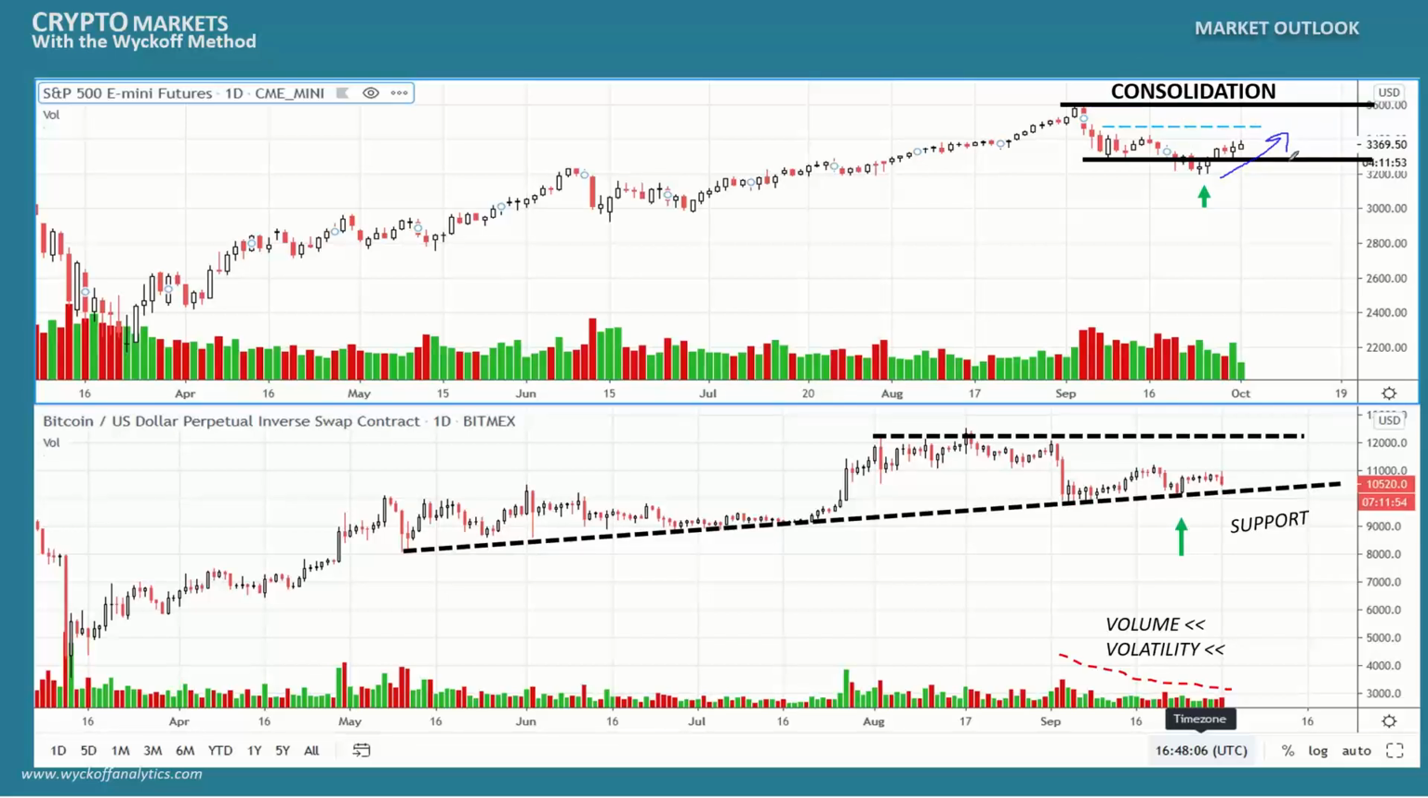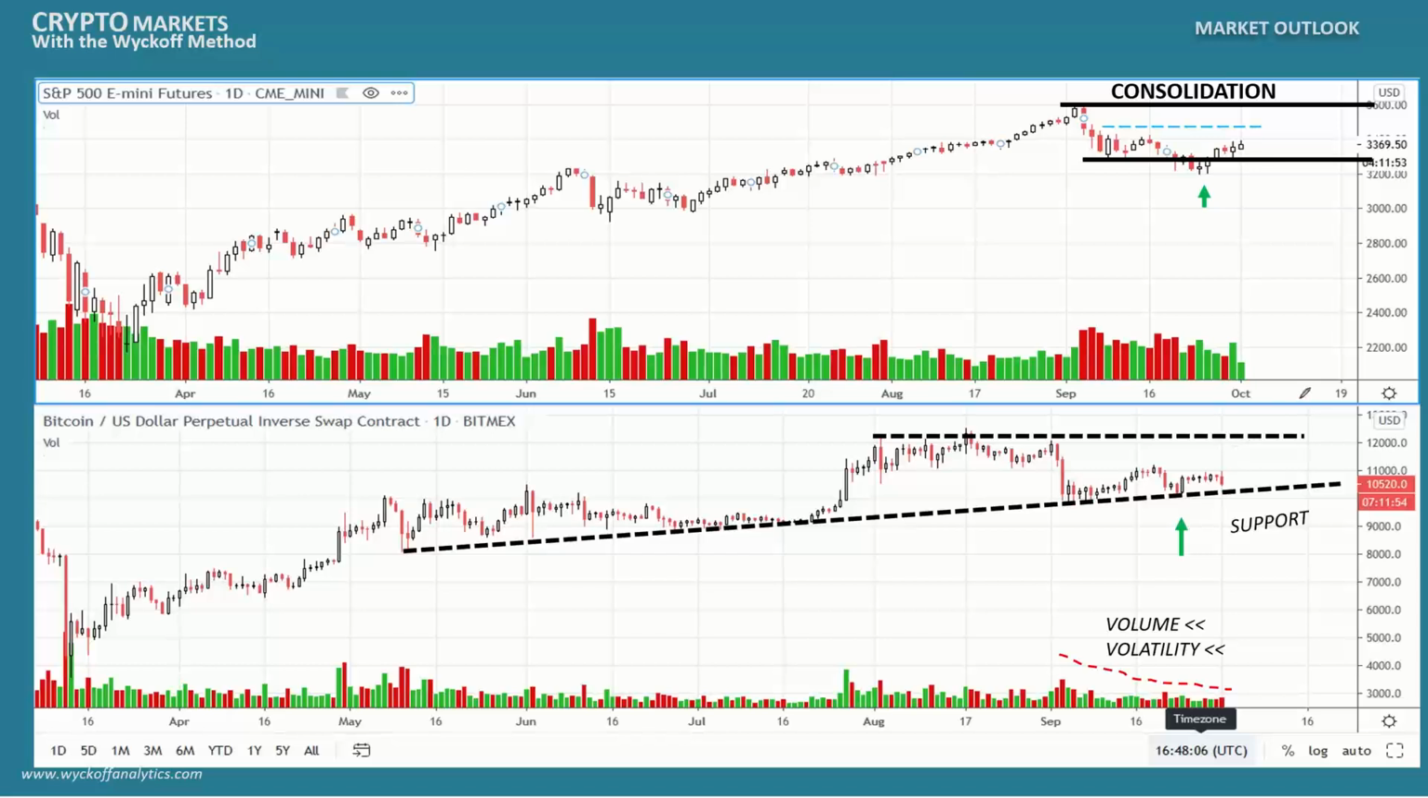The first significant level to test is the blue dotted line, which corresponds to the top of the last significant down bar. This is a very important price level where we expect to see an increase of supply. If the market is able to absorb the supply present at this level, the next resistance to test will be the buying climax. At the bottom chart, Bitcoin shows a very similar picture.